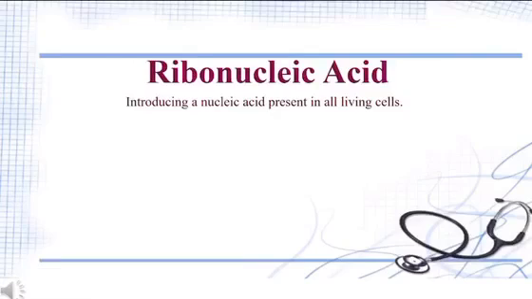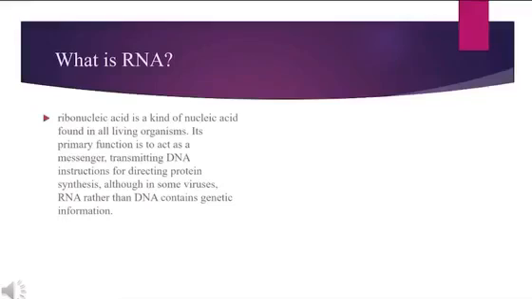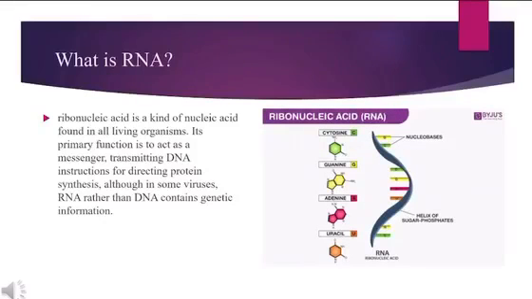Welcome to this video presentation where I'll be explaining RNA, its types and about its structure. So what basically is RNA? Ribonucleic acid is a kind of nucleic acid found in all living organisms, and its primary function is to act as a messenger transmitting DNA's significant instructions.